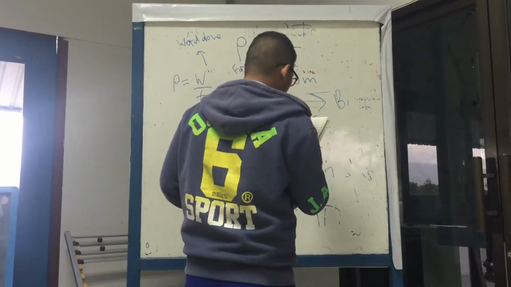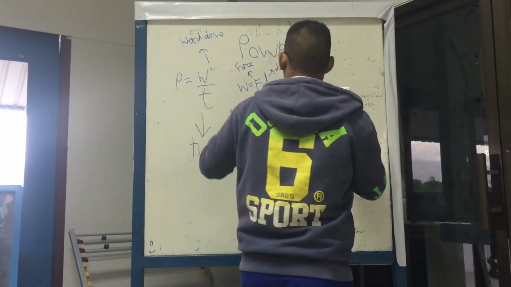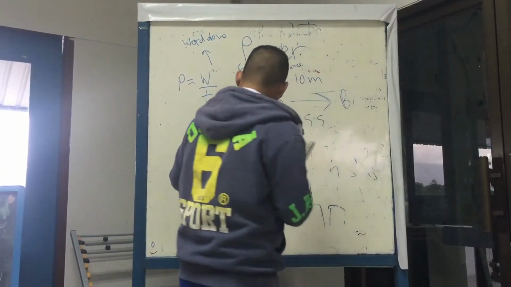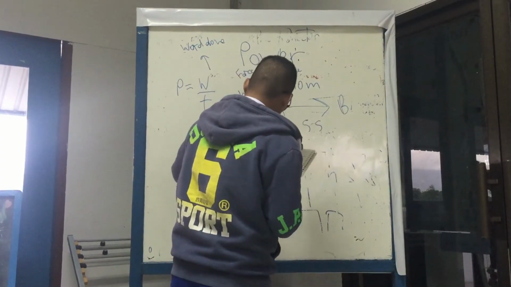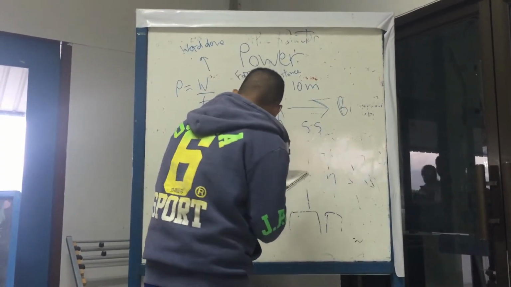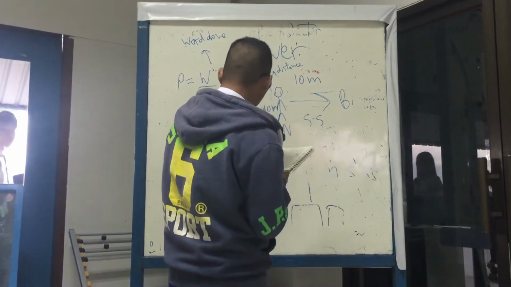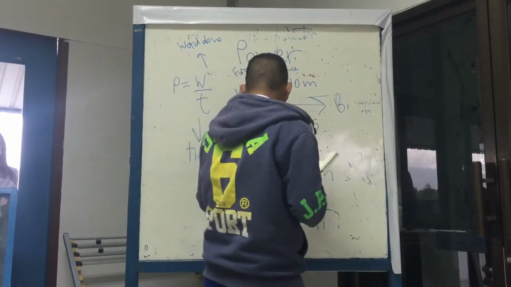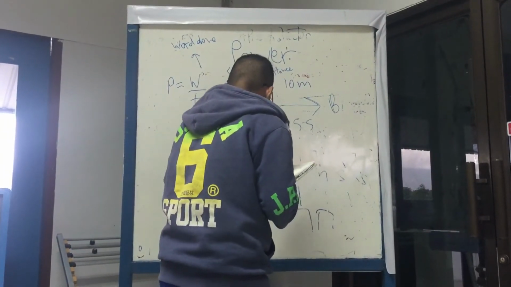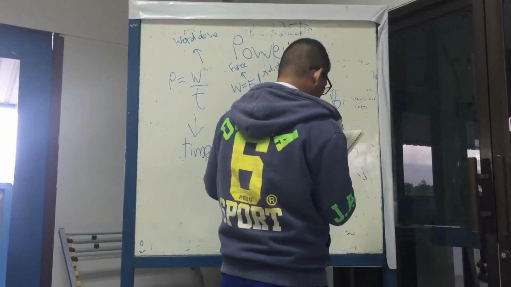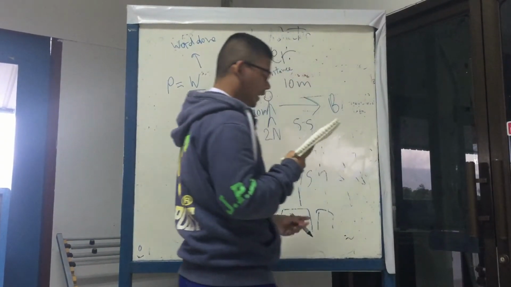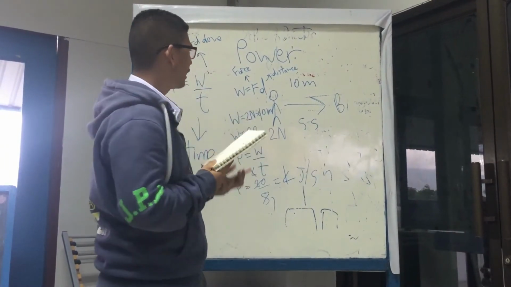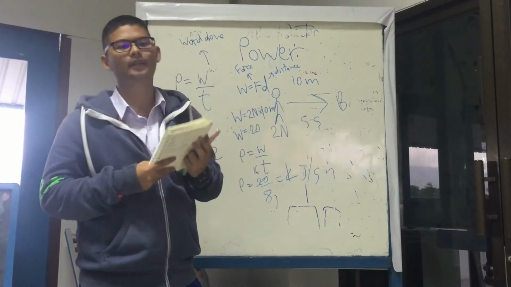Now we know work done equals 20. So we can use this formula to find power. Power equals work done, 20, over time, 5 seconds. So the power is 4 joules per second. So that is the definition of power and how to find power.